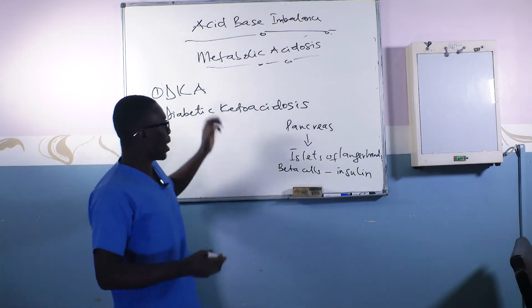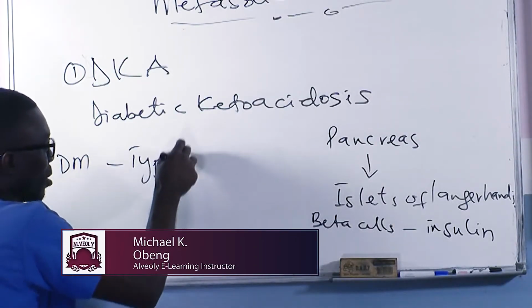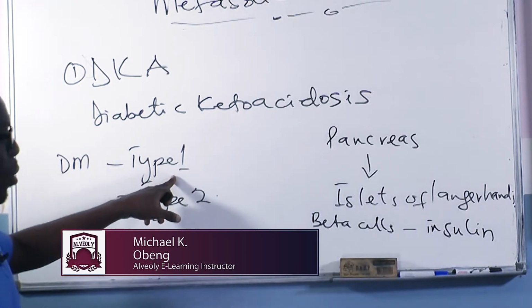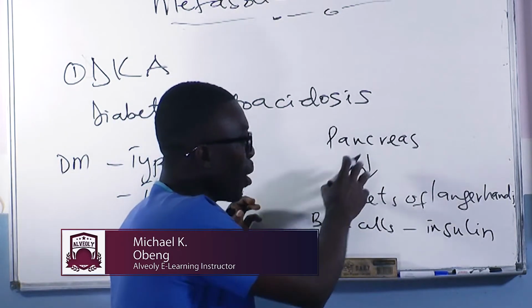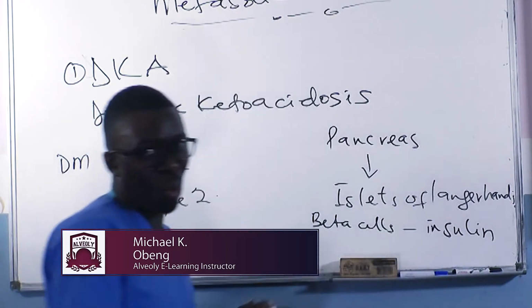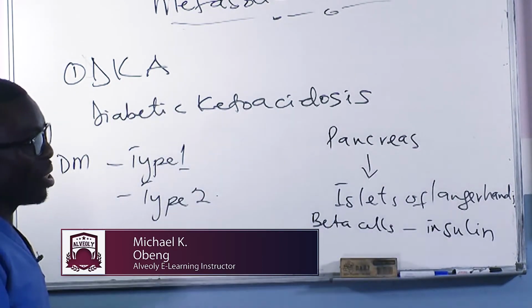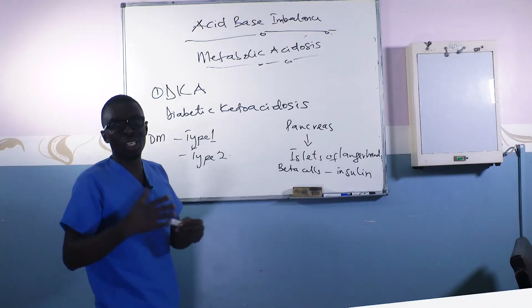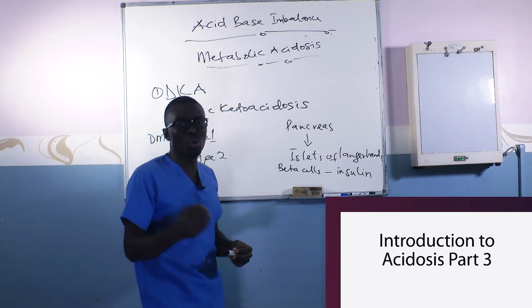We have two types of diabetes mellitus. Okay, we have type 1 and type 2. With type 1, what usually happens is that these beta cells have been damaged, or there is a major problem with the pancreas to an extent that these beta cells cannot produce insulin at all. So because they cannot produce insulin, our body has to use a different mechanism to metabolize other substances to release energy. The normal process in our body is that glucose has to be used to generate energy.